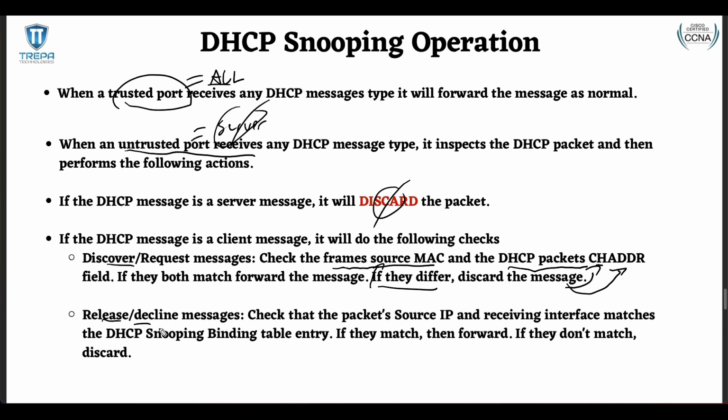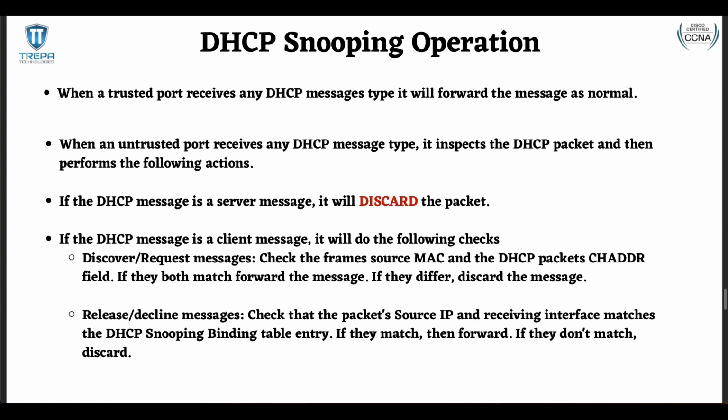Now, with release and decline messages, it's going to check that the packet source IP and receiving interface match the DHCP snooping binding table entry. If they match, it's going to forward. If they don't match, it's going to discard. So this is when we're sending those DHCP release and decline messages. We're going to check that the packet's source IP and the receiving interface match the DHCP snooping binding table entry, okay? So that's how DHCP snooping works.